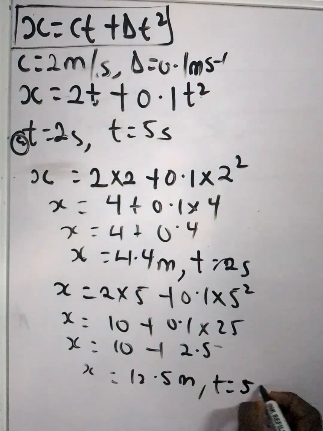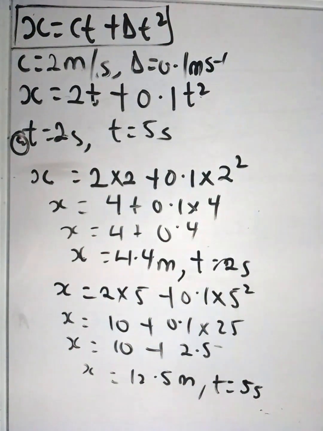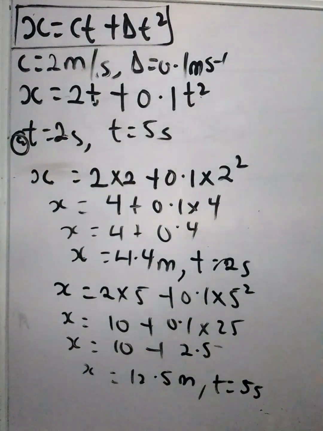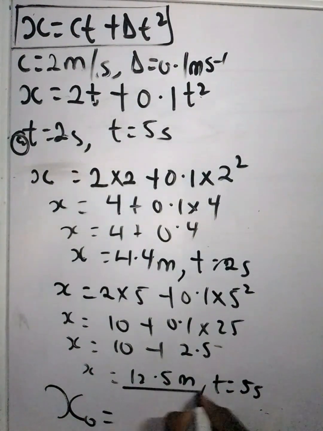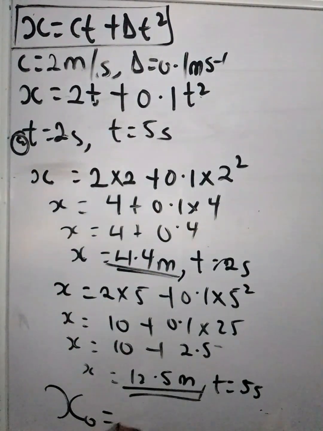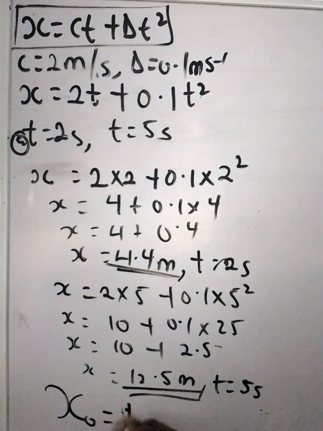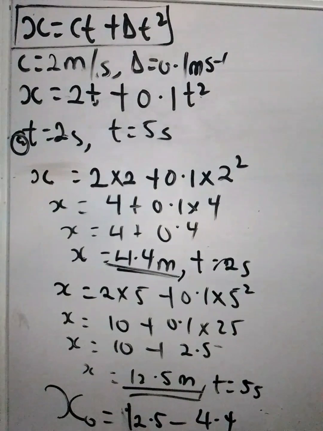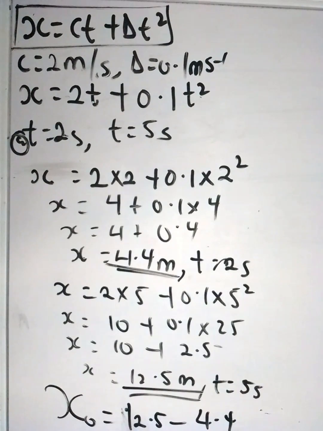So what is now going to be your final answer? I told you they asked us to look for the displacement between, which is going to be what? Which one is the bigger one? We have 12.5 and we have 4.4. So that's going to be 12.5 minus 4.4. I'll let you do the calculation and tell me the answer. I'm waiting to know. That's going to be 8.1, right?